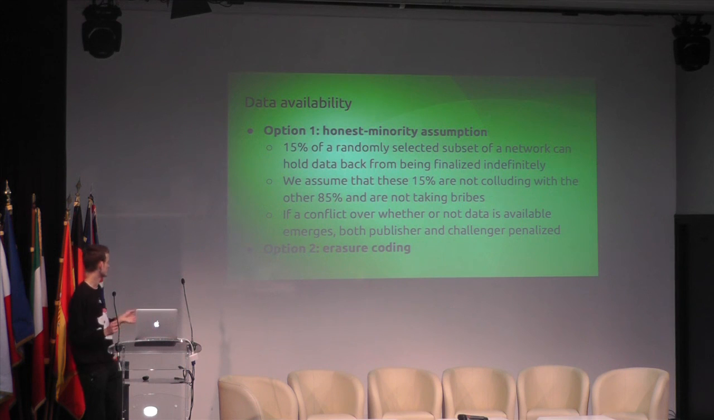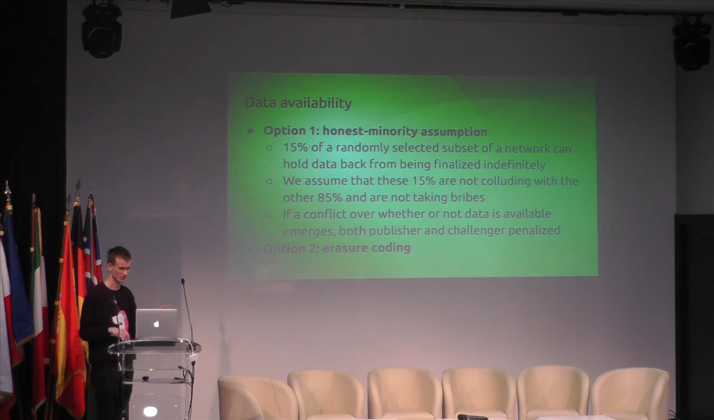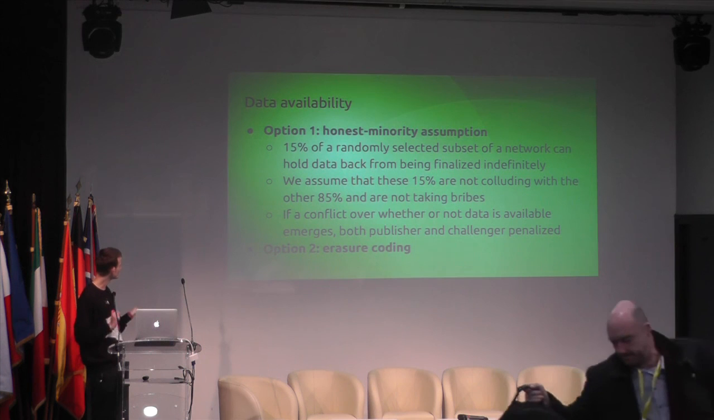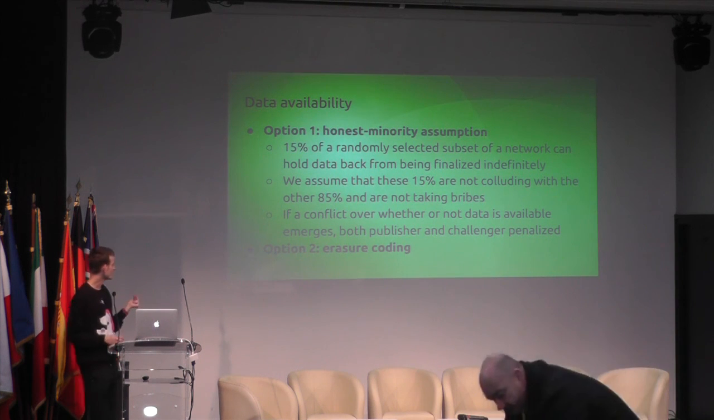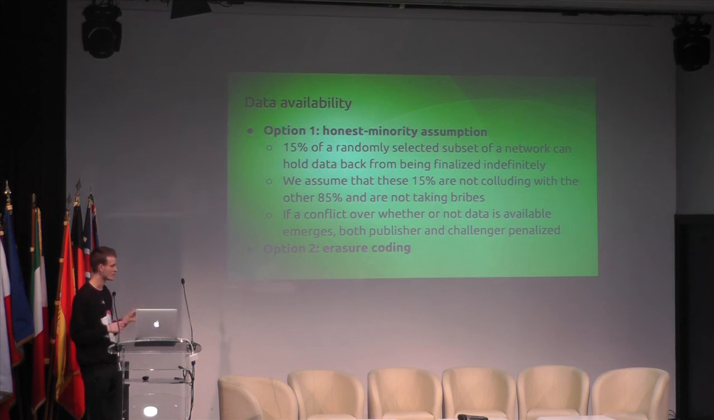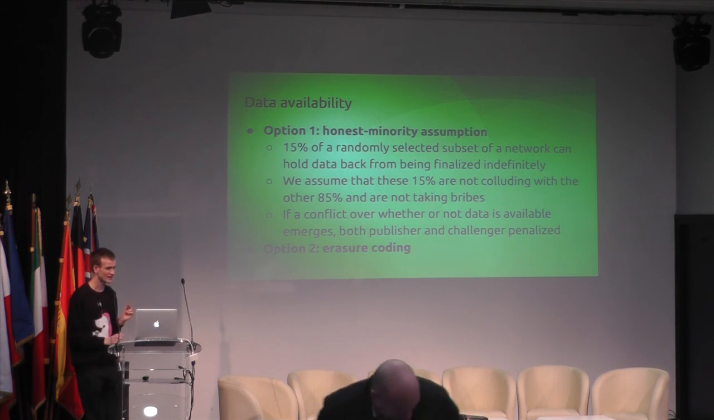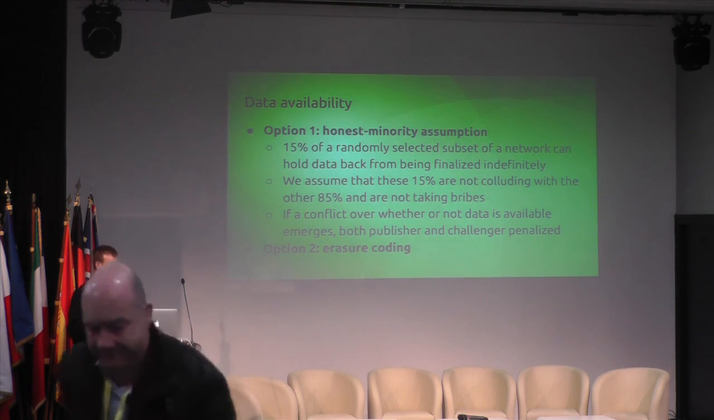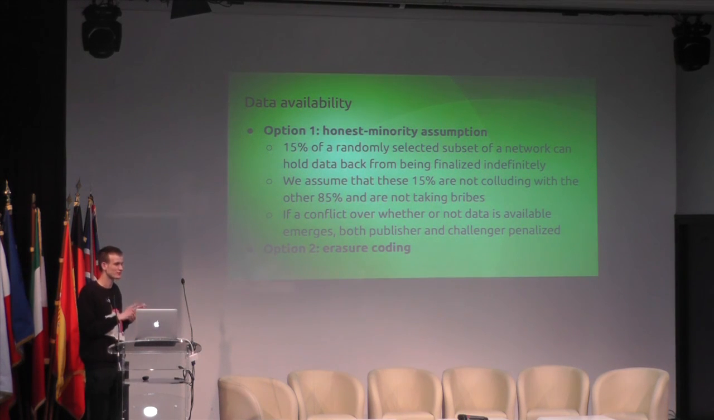There are two possibilities here. One possibility is you rely on an honest minority assumption. So you rely on an assumption that, let's say, at least 15% of the network is honest, and the idea is that 15% of some randomly selected subset of a network can hold data back from being finalized indefinitely. They get penalized for it, but they can prevent data from being finalized indefinitely. And you can assume that these 15% are not colluding, that they're not taking bribes, and if a conflict emerges, they're all penalized, everyone's penalized.